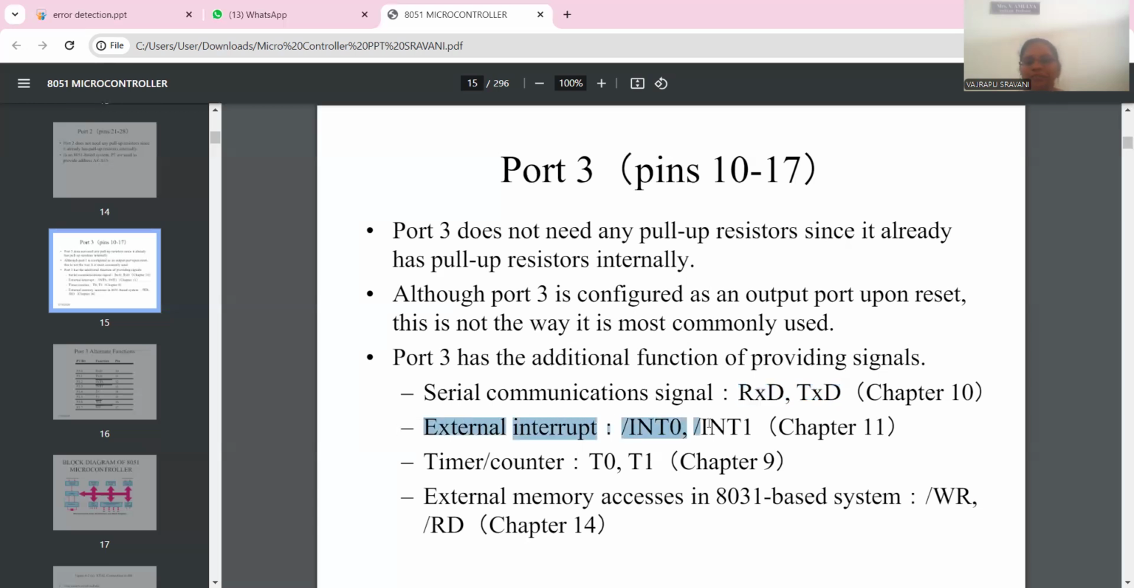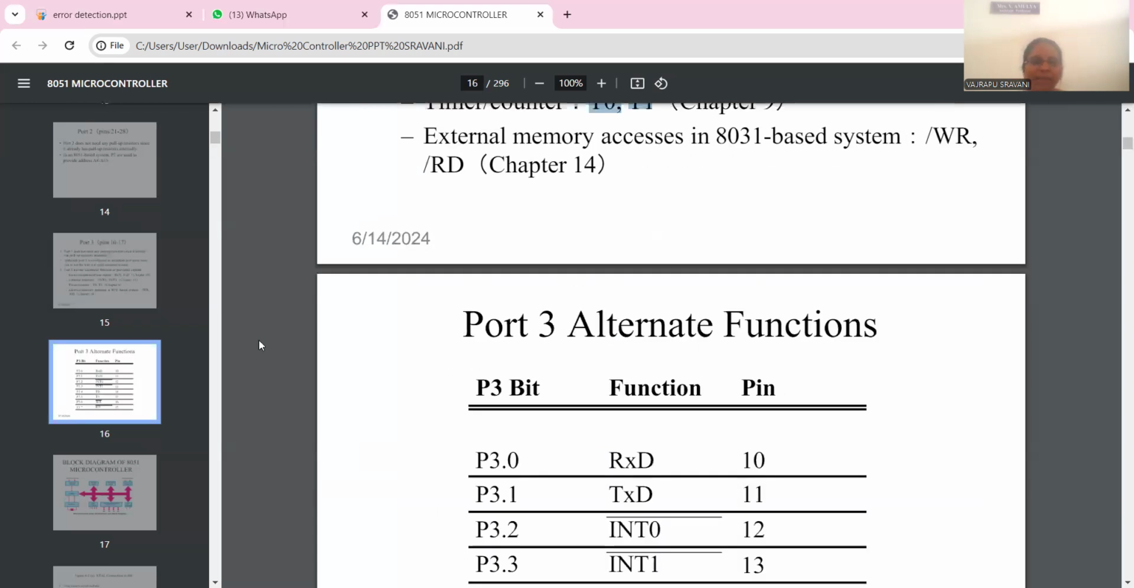There are two external interrupts, INT0 and INT1. Interrupt 0 has the highest priority compared to interrupt 1. Actually, there are 5 interrupts: 2 are external interrupts and 3 are internal interrupts, software generated. There are 2 timers, timer 0 and timer 1, which are 16 bits in size. External memory access is also available by using read bar as well as write bar.